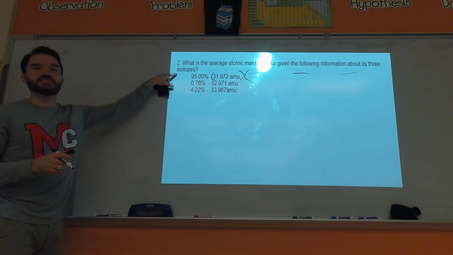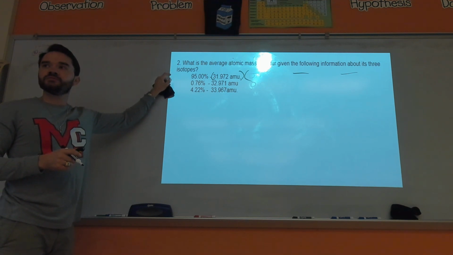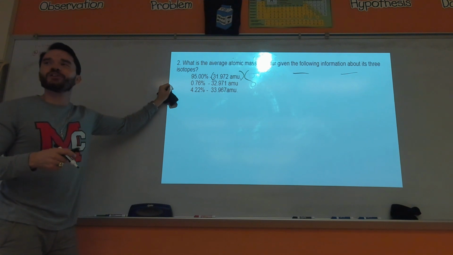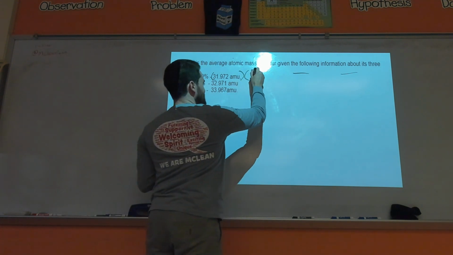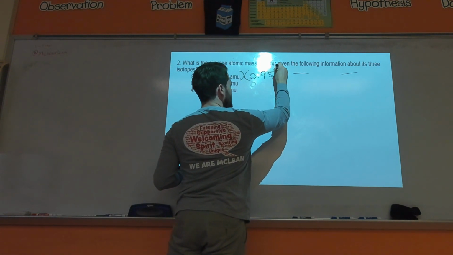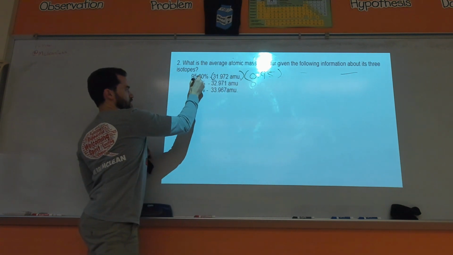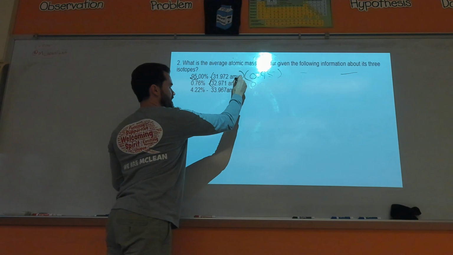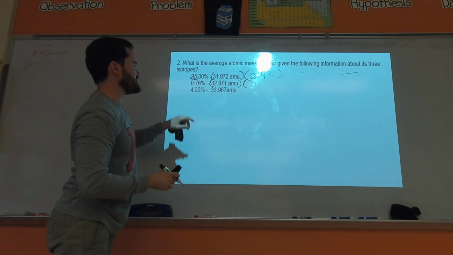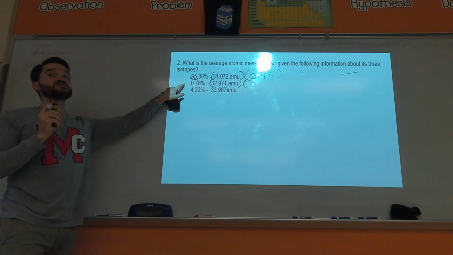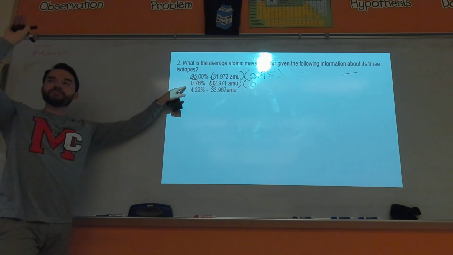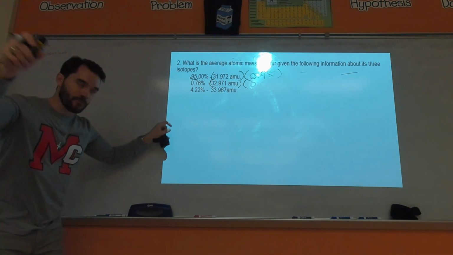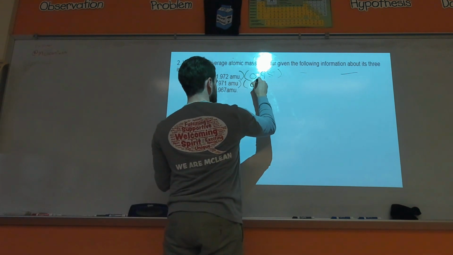So what's 95% as a decimal? 0.95, yeah. Okay. Then take the second mass number, multiply by 0.76% as a decimal. This one's a little trickier. What would that be as a decimal? Yeah, 0.0076.